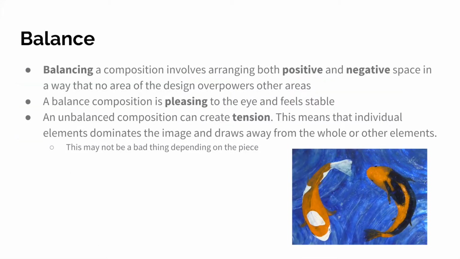Balancing a composition involves arranging both positive and negative space in a way that no area of the design overpowers other areas. A balanced composition is pleasing to the eye and feels stable. An unbalanced composition can create tension. This means that individual elements dominate the image and draw away from the whole or other elements. This may not be a bad thing depending on your piece. You just kind of have to judge what you're trying to convey.